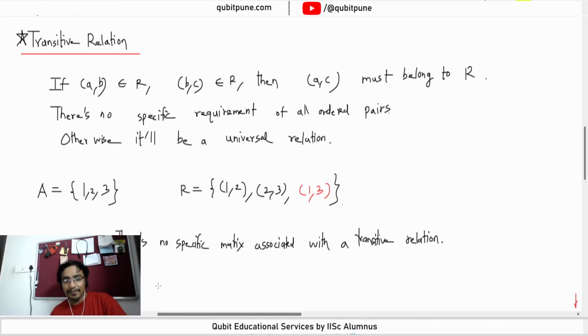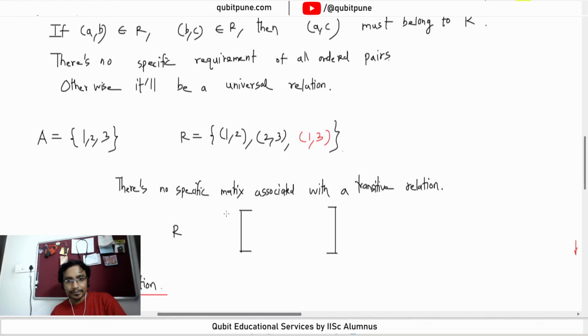We can represent it, though. I can represent this using a matrix. Where should I write ones? At 1, 2, 2, 3, and 1, 3. And it may turn out to be symmetric or another type. In this case it's not symmetric, right? It's not symmetric, yes. But it's transitive, and it's difficult to recognize the pattern here. There is no specific matrix associated with a transitive relation.